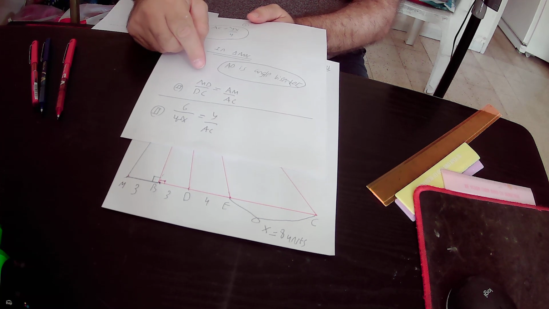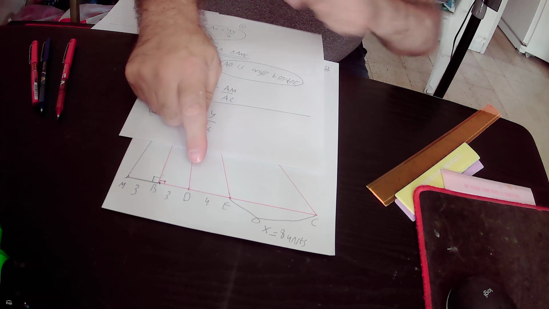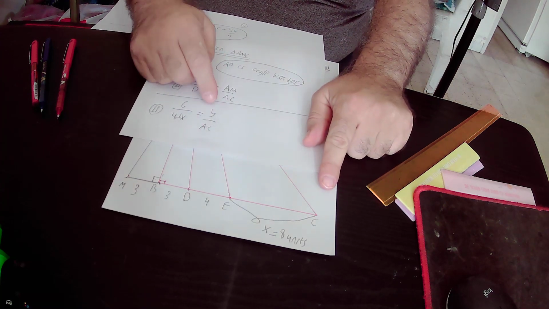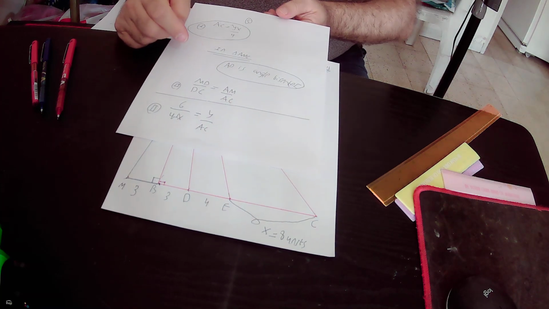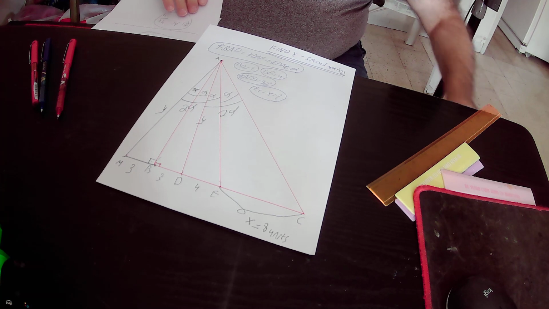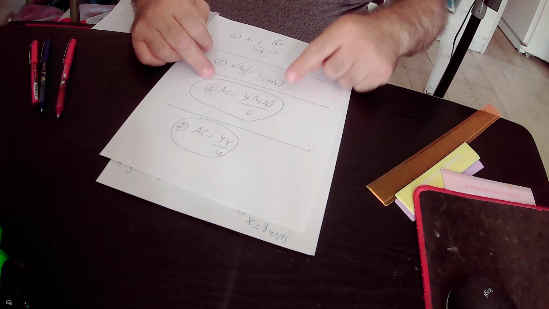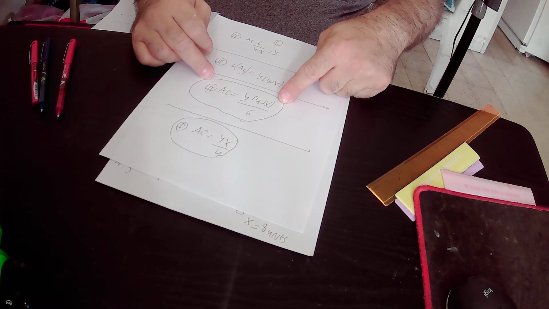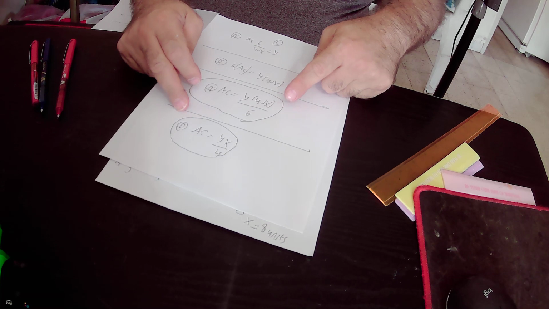We know that MD equals 3 plus 3, which is 6. DC equals 4 plus X. AM equals Y. So in total we got this equality, equation number 2. We found out, according to equation number 2, that AC equals Y times 4 plus X over 6, and we know that AC equals Y times X over 4.